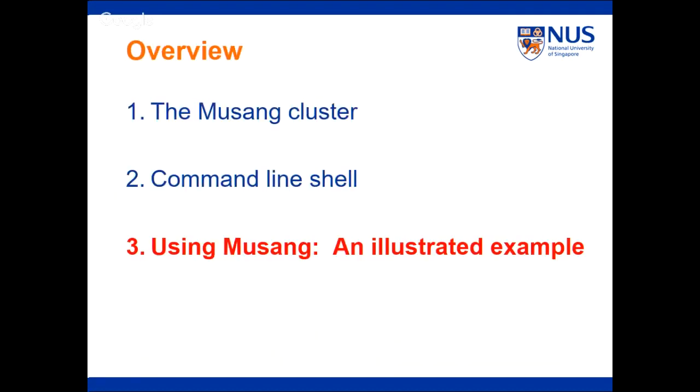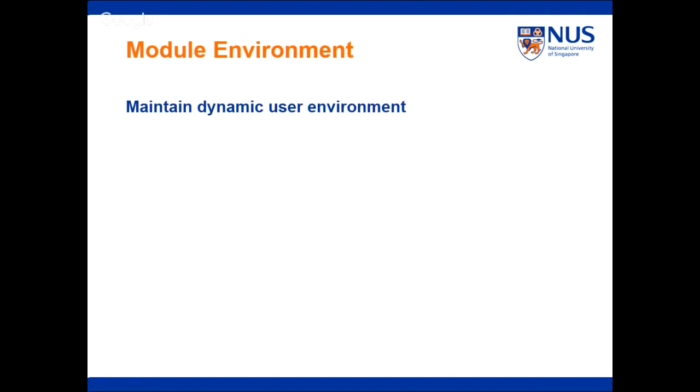Okay, so I will use the last 30 minutes to go through an example of using Musan. Before that, I first introduce this module called module environment. Basically, we use this to manage the user environment dynamically, which means you load your tool when you use it. This is particularly useful because different users may have preferences for different software, right? And may switch between different versions of the software just because some packages are only available in specific versions, right?